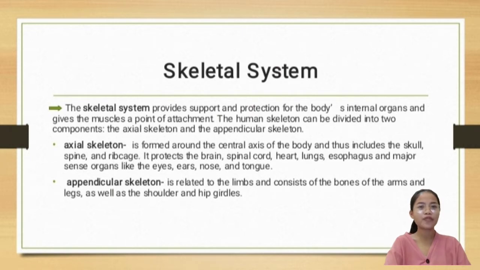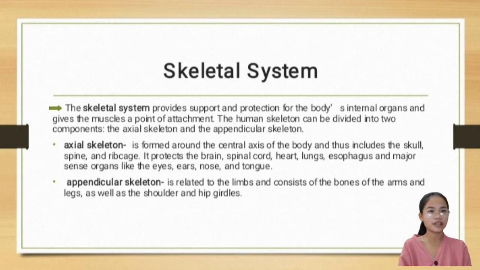The skeletal system provides support and protection for the body's internal organs and gives the muscle a point of attachment. The human skeleton can be divided into two components, and those are the axial skeleton and the appendicular skeleton.